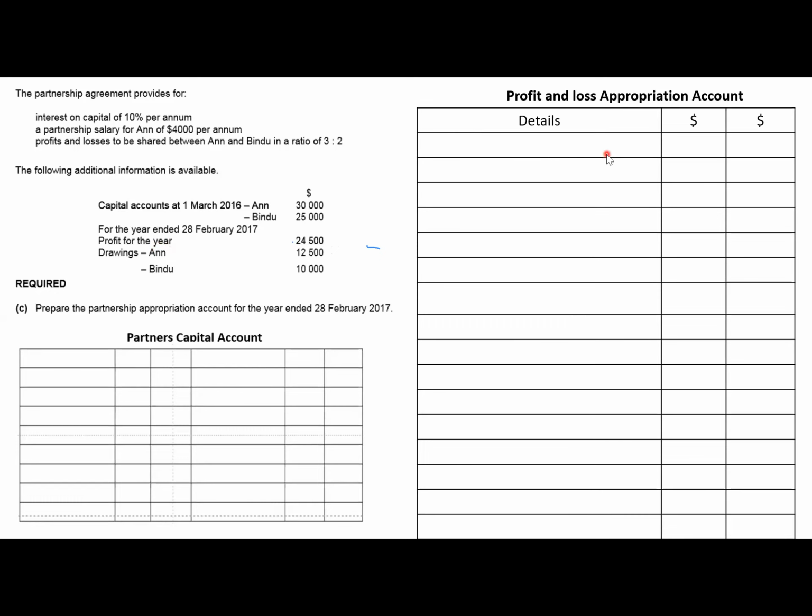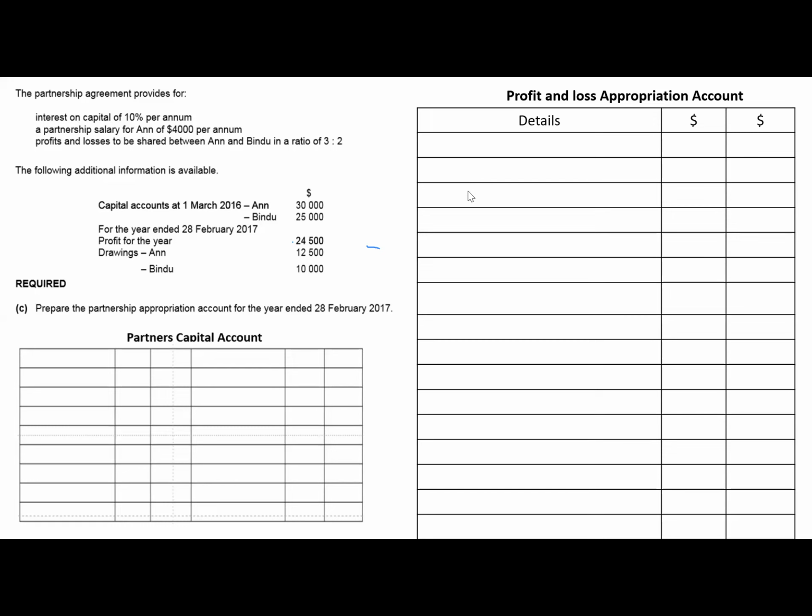After that, what do you do? You will add income from partners. What is income from partners? Interest on drawings. What is interest on drawings? Drawings is 12,500 and 10,000. Sorry, there is interest on capital 10%. Okay, so is this income from partners or expense towards partner? Expense. Partnership salary, income or expense? Expense. Is there any interest on drawings given over here? No, there is no interest on drawings, so you will not add anything.